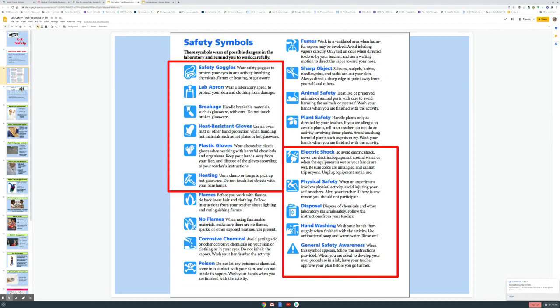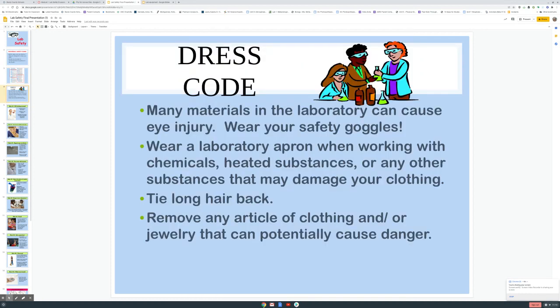It's your wear safety goggles, your symbol for lab apron, glassware breakage, heat resistant gloves, electrical shock, physical safety. So you see all the different symbols. Some of these you should recognize and be familiar with. You may see them on chemicals or on directions for lab sheets. Dress code for laboratory: goggles are always, you're supposed to wear them to protect your eyes.